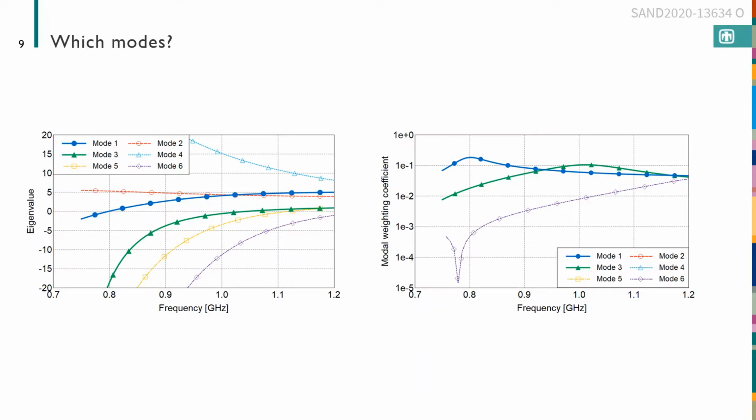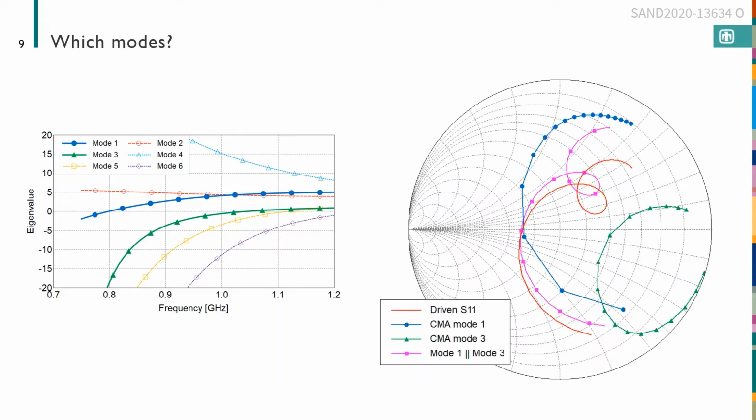The rest of these modes are below 10 to the minus 5, and mode 6 is a little bit of a red herring, but don't get distracted by it. If you look at the modal weighting coefficients, you can see that modes 1 and 3 are the important ones. And if we look at this from an admittance standpoint, we see much the same story.